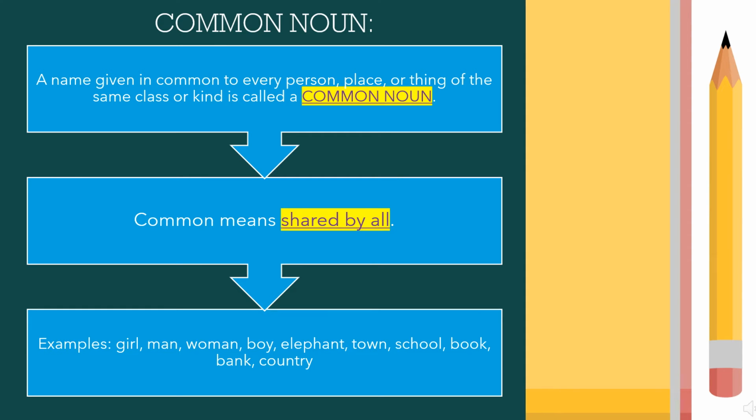Let's discuss common noun. A name given in common to every person, place, or thing of the same kind or class is called a common noun. Common means shared by all, like girl, man, woman, boy, elephant, town, school, book, bank, country. All this fall under the category common noun.